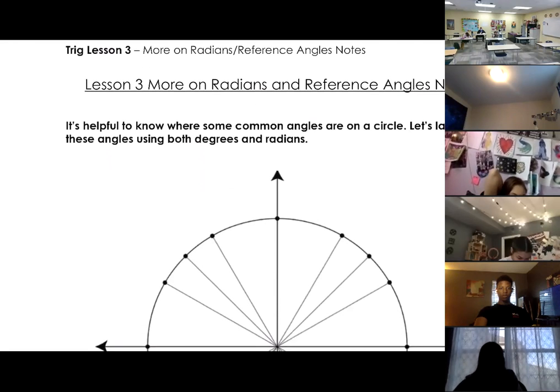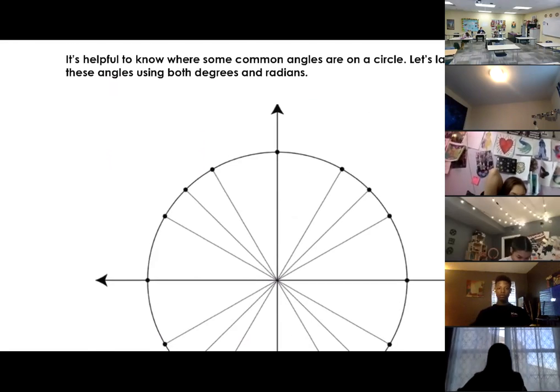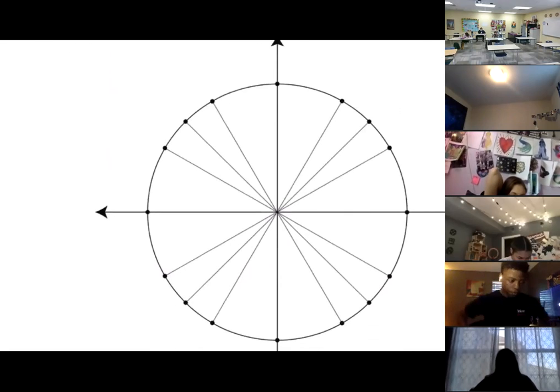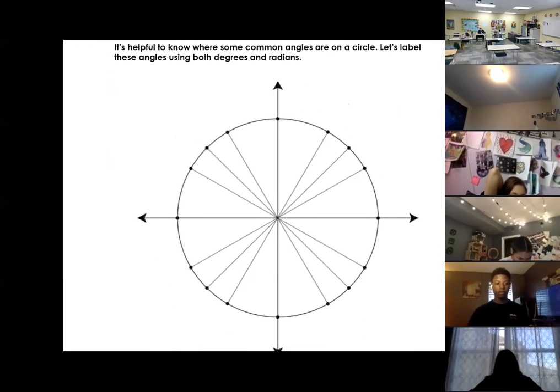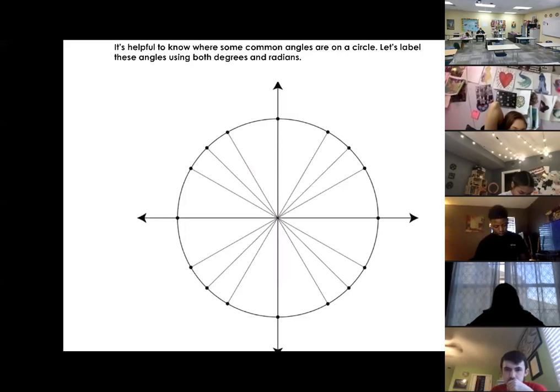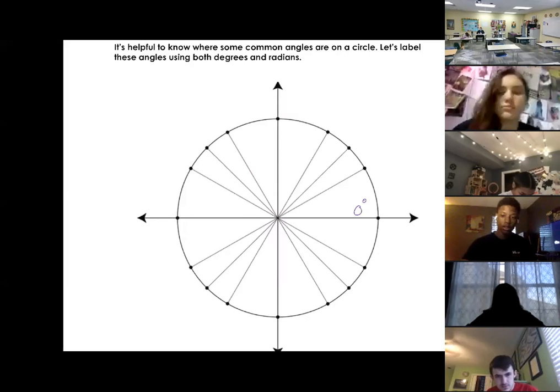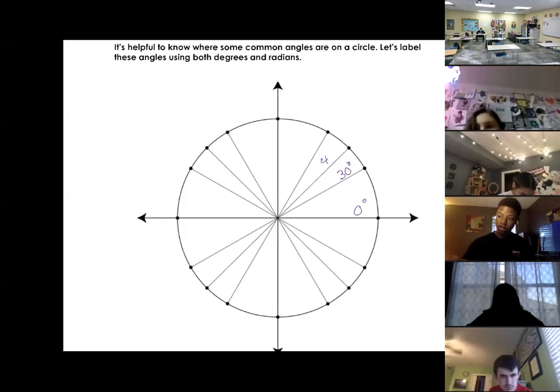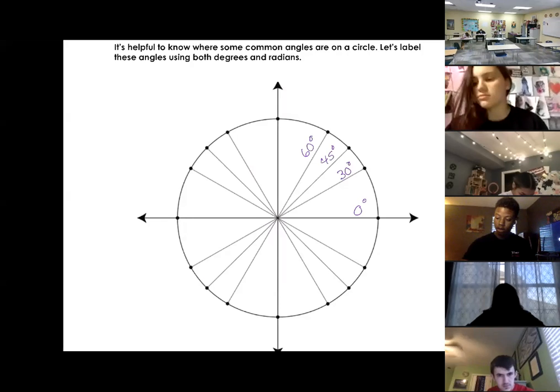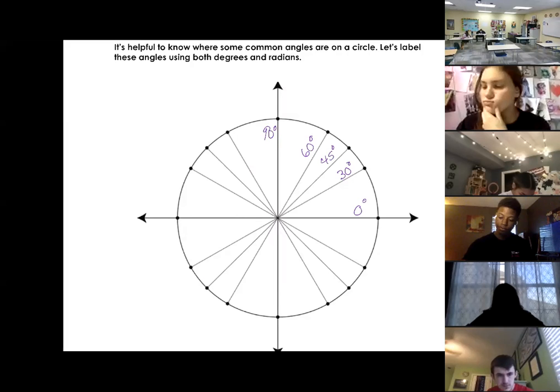So we're going to work more with radians, and it's helpful to have an idea of some common angles. So I've got a circle here. Of course, we put angles on an XY coordinate system. And I've got a circle here that we're going to fill in with our common angles. We're going to do it first in degrees, and then we'll go through and do it in radians. So right there is just 0 degrees. This is 30. This is 45. This is 60. That's 90, of course.